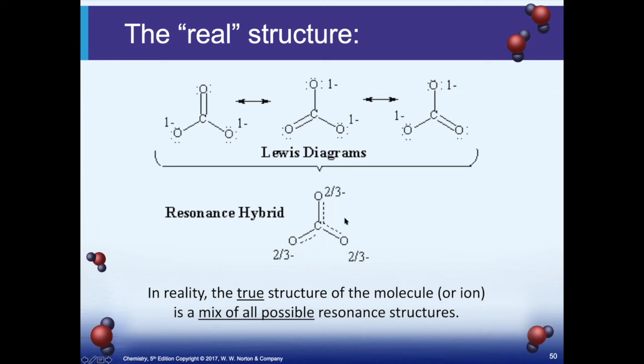All 3 of the oxygens have the same amount of negative charge, but it's just been smoothed out over all 3 of the oxygens. So instead of formally -1 and -1 and 0, you have formally -2/3 partial negative charge on all the oxygens. So in reality, the true structure of the molecule or the ion is a mixture of all possible resonance structures.